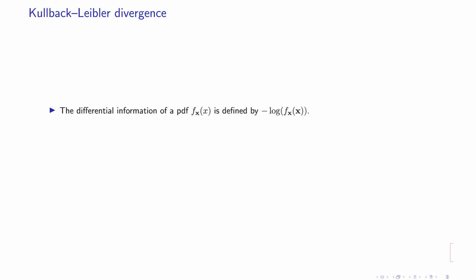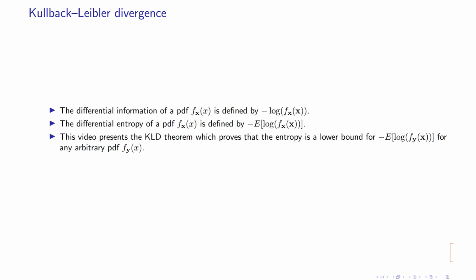So if you have a PDF in a logarithmic scale, the minus logarithm of the PDF is called differential information. Now, if you average information, we call it entropy. So the expected value of the logarithm of the PDF with a minus sign is called entropy. It has some physical significance in physics, thermodynamics, quantum mechanics, and so on. In this video, we present Kullback-Leibler divergence, which proves that the entropy of a distribution is a lower bound for the expected value of minus log of any arbitrary PDF.